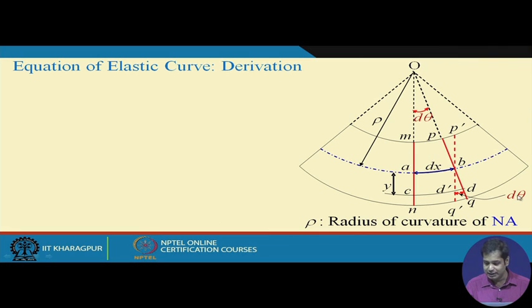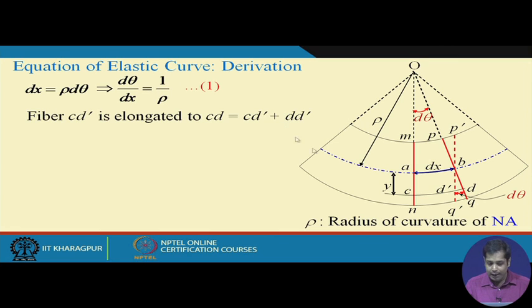Now this is d theta. If this is d theta and this is dx, and rho is the radius of curvature, naturally we can write dx is equal to rho d theta, which gives you d theta by dx is equal to 1 by rho. Now 1 by rho is the curvature. As I said, the fiber CD dash is elongated to CD, which is essentially CD dash plus d dash d, and since this angle is d theta, d dash d can be written as y into d theta.